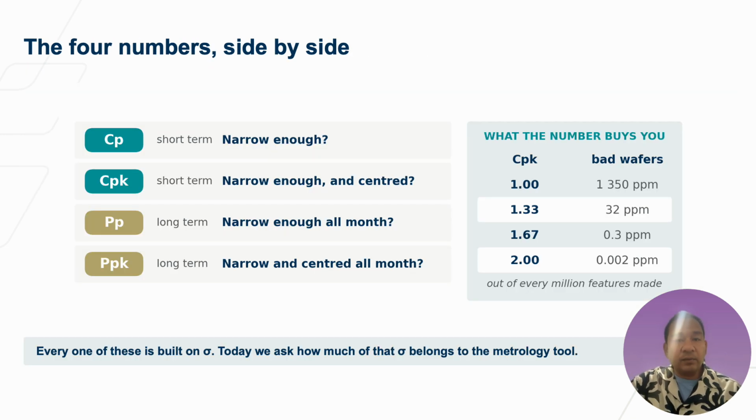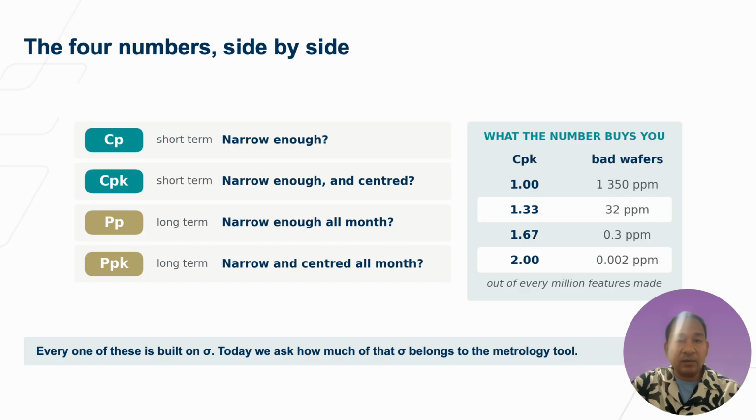So now all 4 on one slide. CP and CPK are short-term, within-subgroup spread. CP asks whether the process is narrow enough. CPK asks whether it is narrow enough and centered. PP and PPK ask those same 2 questions using every measurement over a long run, and so they include all the wandering. And here is what the number buys you, which is the part worth memorizing.